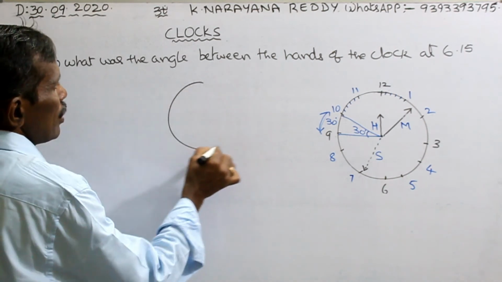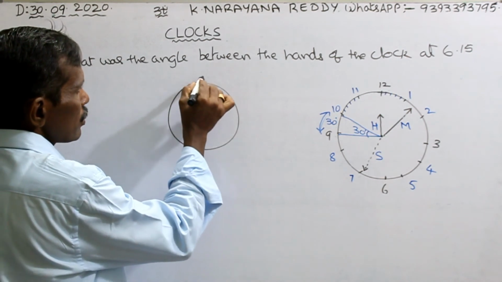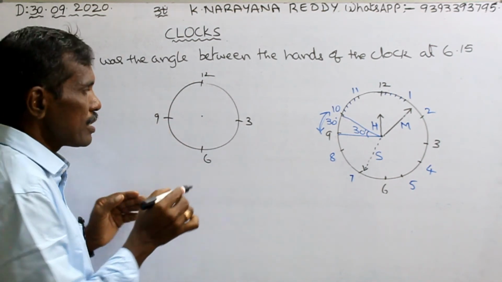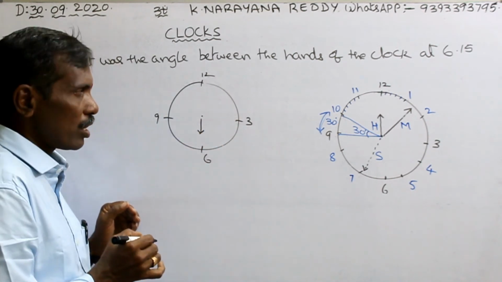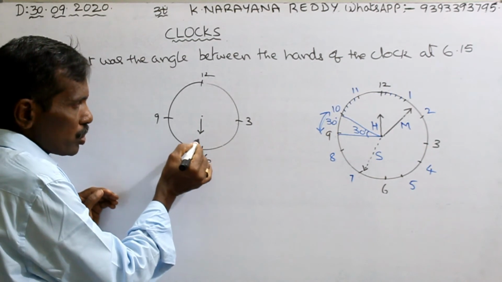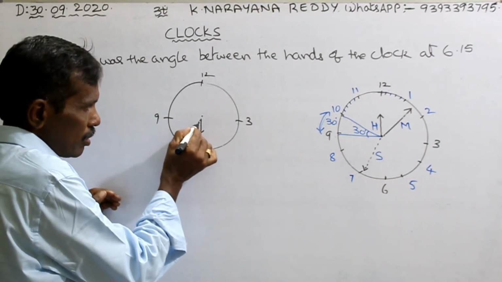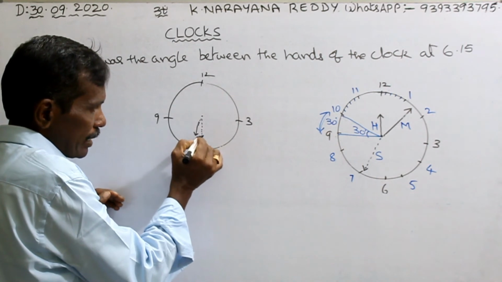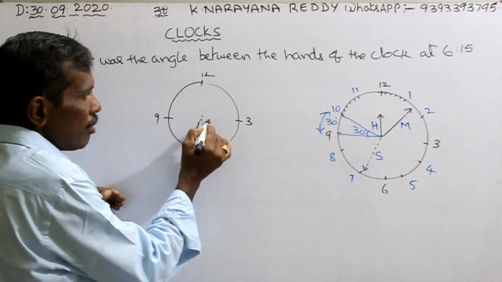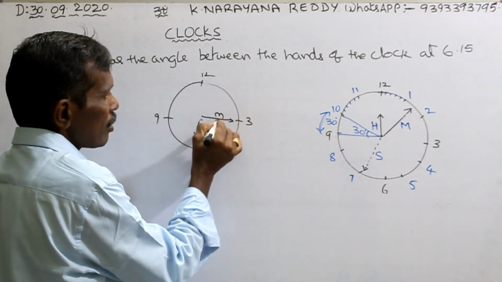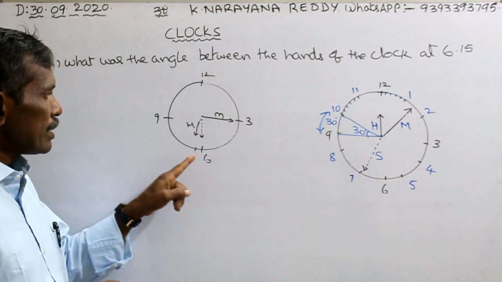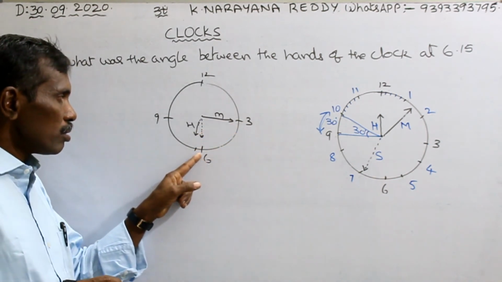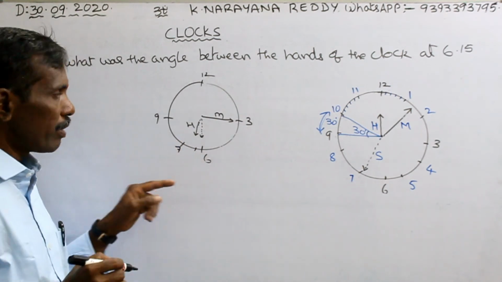6:15. Take a dial. 12, 6, 3, 9. Okay. 6:15 means our hour hand is at 6 actually, 15 minutes apart. Here, it moves slightly in this way. This is exactly 3 hours, exactly 3 hours this one, but it moves 15 minutes. But the minute hand is definitely at 3. Why? Because at 6:15, the minute hand is definitely at 3. But our hour hand moves towards 7. Towards 7. Because 6:15.